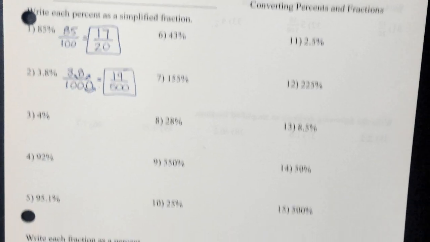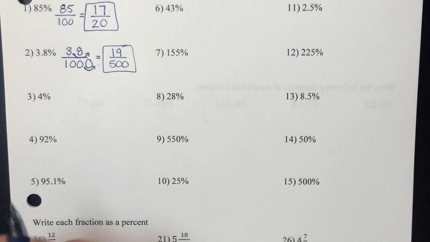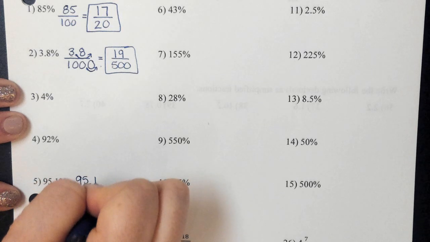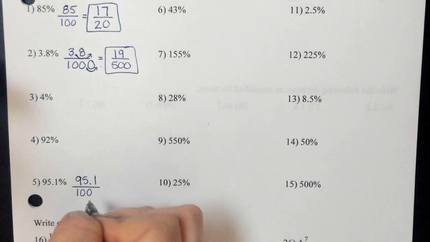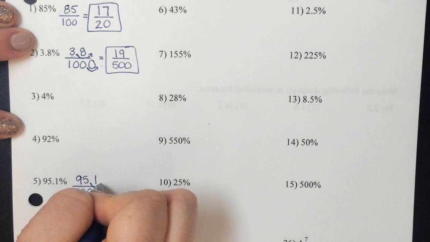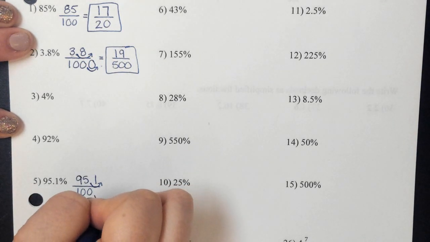So in fact, let's look real quick, guys. I want us to move down to number 5 real quick. So for number 5, I have 95.1. And I'm going to put that over 100. It's always over 100. Now, can I leave it like that? No. I'm going to have to move my decimal over one place. If I do it on the top, I have to do it on the bottom. So I end up with 951 over 1,000.